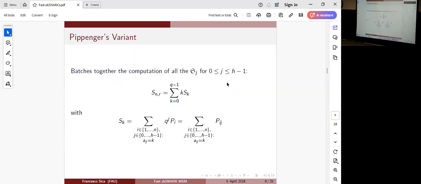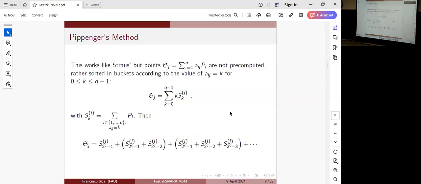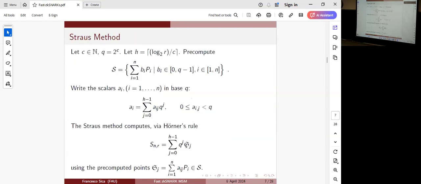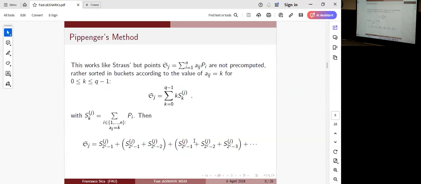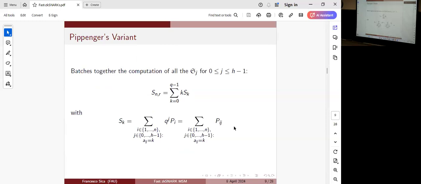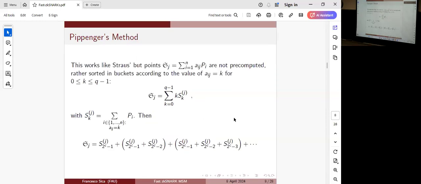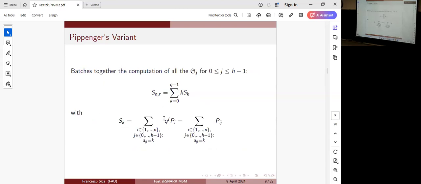Pippenger's variant here is like Pippenger, but you batch together the computation. So instead of computing these points and then multiplying by q, then computing some other points and so on, it batches together all the q computation, all the powers of q. So the idea is that at this point you don't have only the p_i's that have to be pre-computed, but also all the powers of the p_i's, all the q^j powers of the p_i.